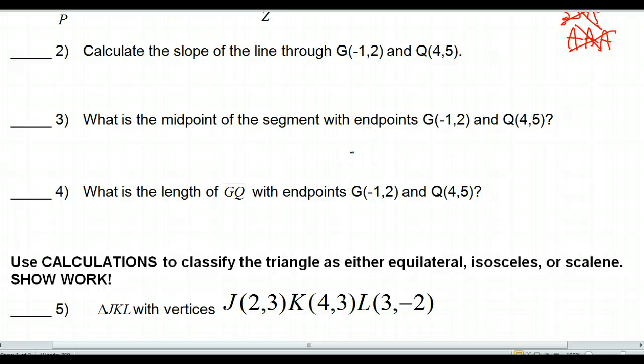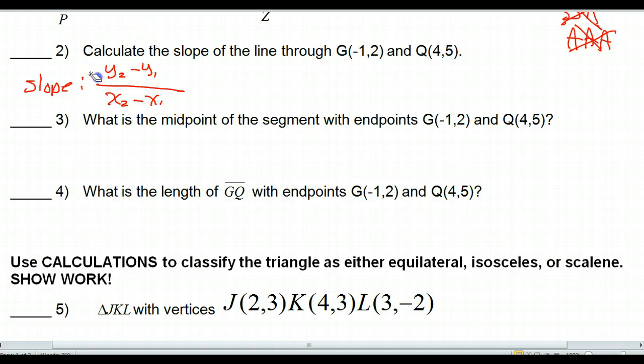Calculate the slope. These three right here involve formulas that you just have to memorize. These are formulas that will not be given to you. You have to practice them, memorize them. Write them down, make flashcards, whatever you need to do. Maybe you could make flashcards on Quizlet or whatever. For slope, the slope formula is y minus y over x minus x.